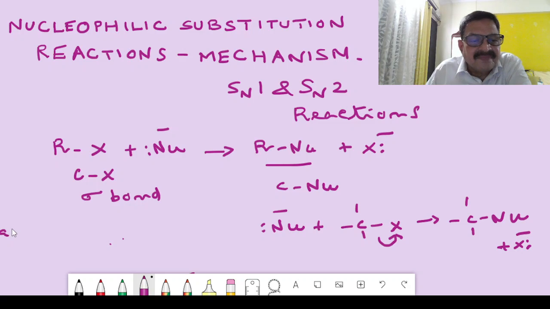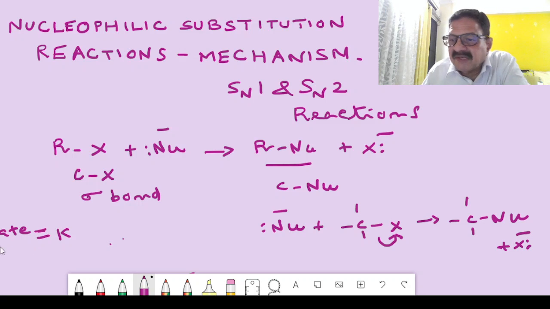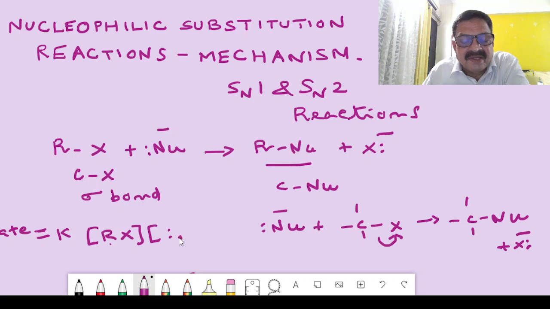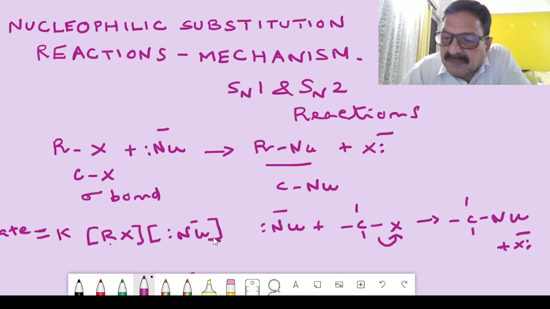Therefore, the rate of the reaction is equal to k, and this has all been studied by kinetic studies. The rate is k[RX][Nu]. It is a bimolecular reaction, so the rate of the reaction depends upon the concentrations of both the reactants. Important point: it is a one-step mechanism, that is, the bond breaking and bond making take place simultaneously. Therefore, the rate of the reaction depends upon the concentrations of both reactants.